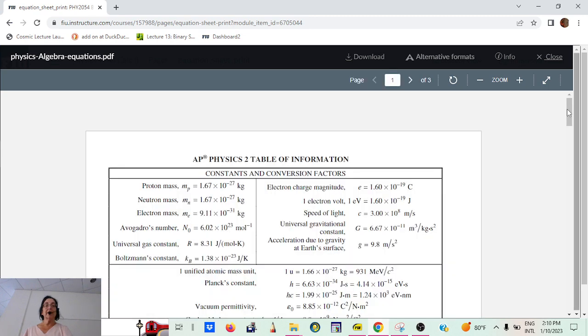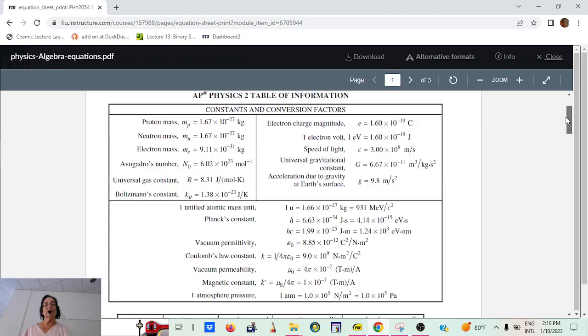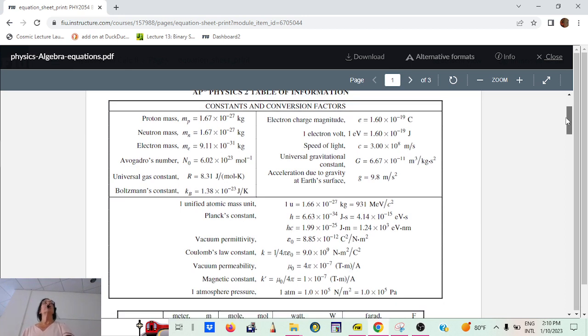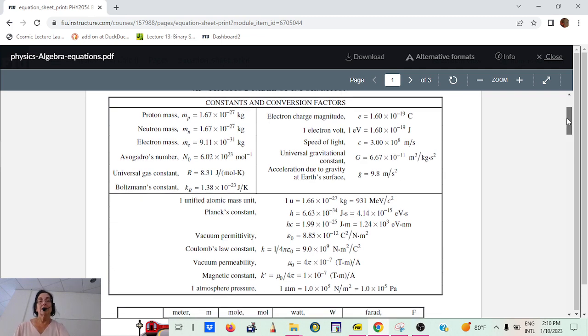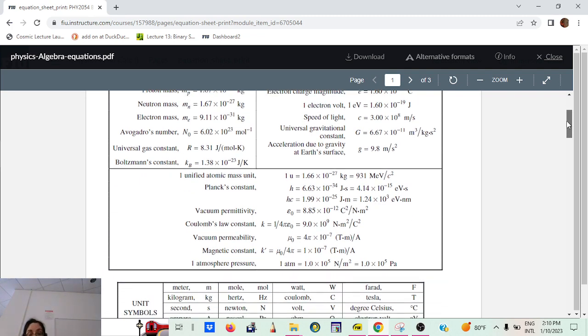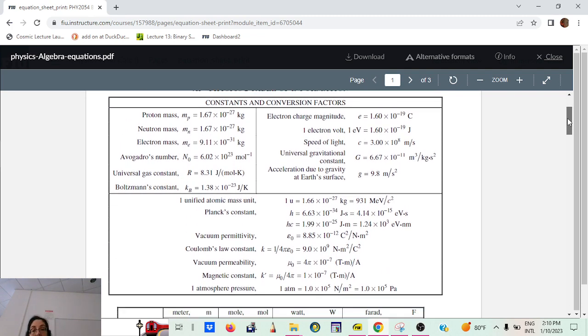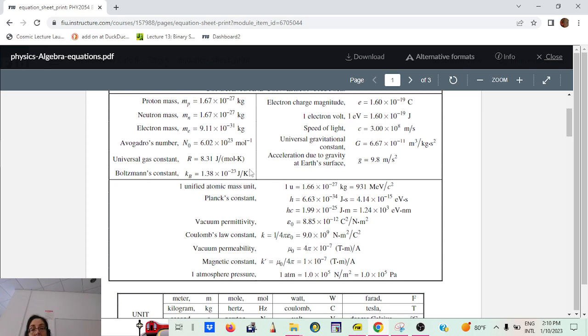So here you have an equation sheet, and what you want to do is print it out, so you can have it next to you when you're going to do your homework. I will try to print them out also for the test. Here you have the constants we're going to use. For example, you have the charge of an electron. So Coulomb's constant, for example, will be in the first unit, 9 times 10 to the 9.